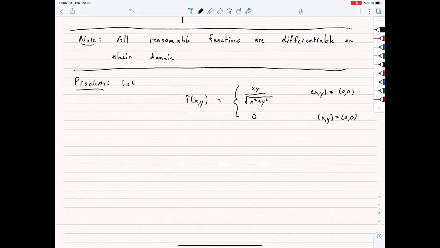So let's ask, is this function continuous at 0? Sorry, I should say at the origin. Or differentiable at 0. Is it both? Is it one?